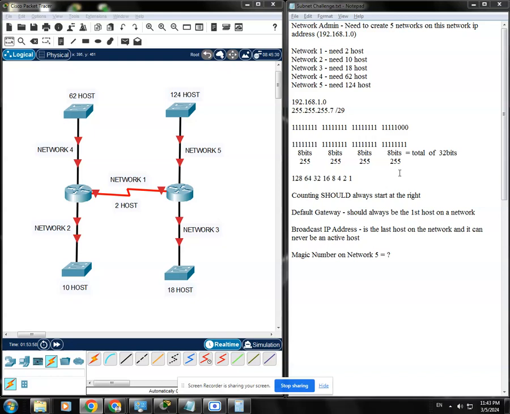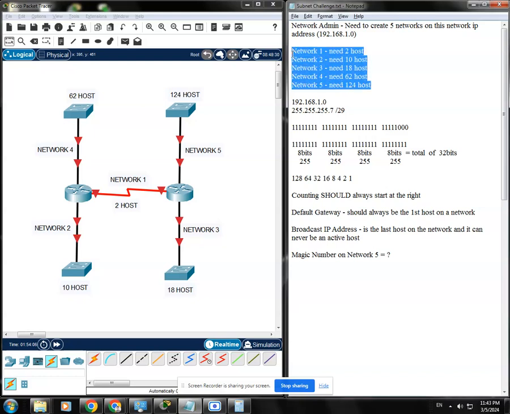So now let's do the job, okay? Let's start creating a subnet on these networks that the network admin provided. The technique here is to always start with the biggest host count. From network 1 to network 5, the one with the biggest host count is network 5. So let's start on network 5.